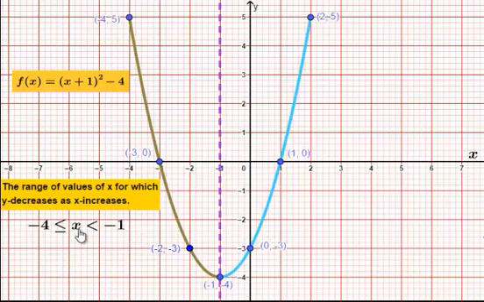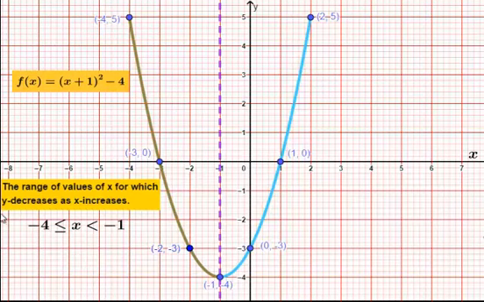So we can say that x is between those values, and it is read as x is greater than or equal to -4 but less than -1. This is the inequality way of writing the range of values of x for which y decreases as x increases. Someone would ask, why didn't you include -1? Look at it well. This is the reason.